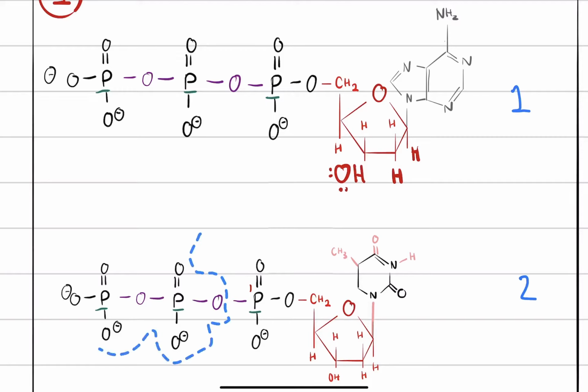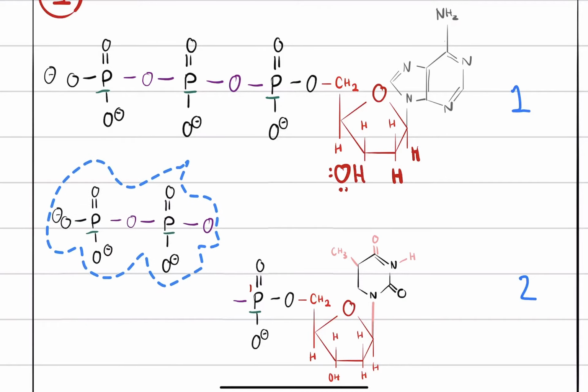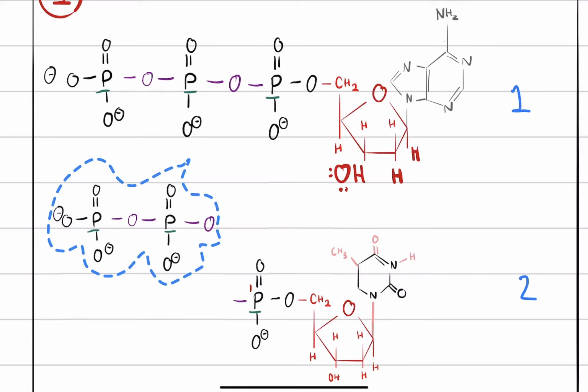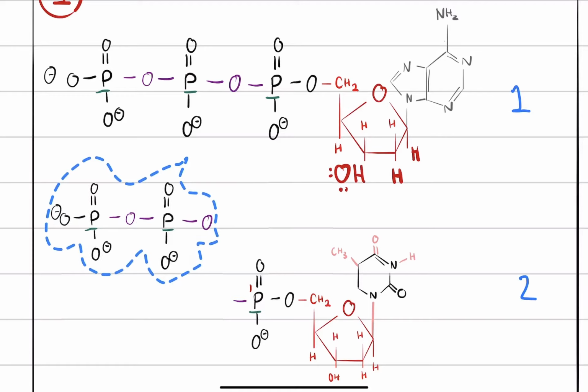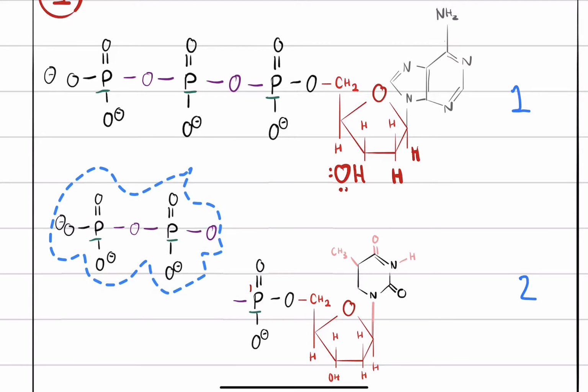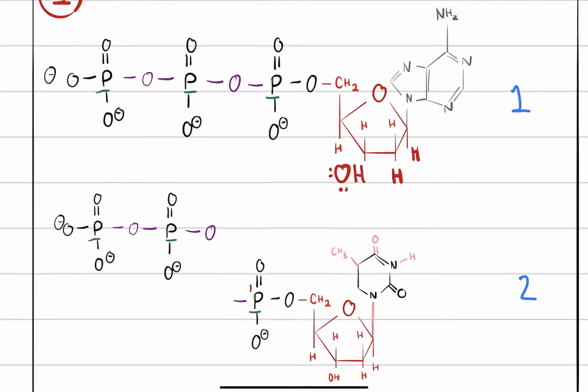So we have a leaving group, which is, hopefully you know this compound's name now, a pyrophosphate. The leaving group is going to be a pyrophosphate. It's going to have a negative charge on it. And notice what's going to happen next.